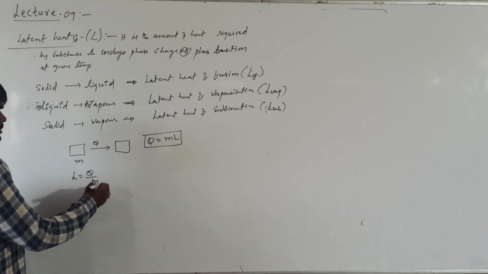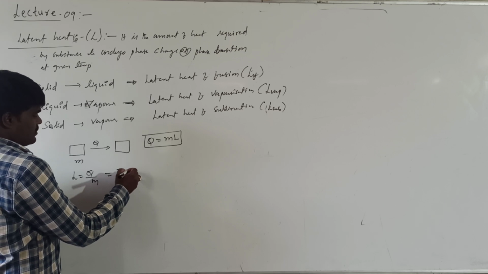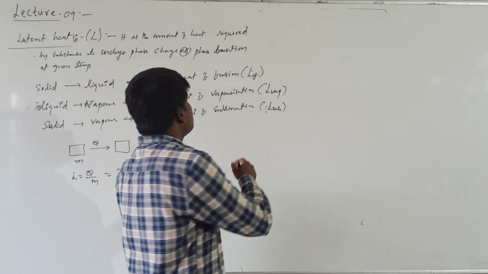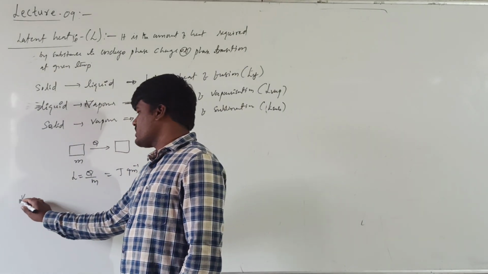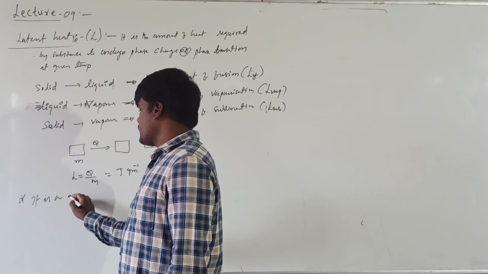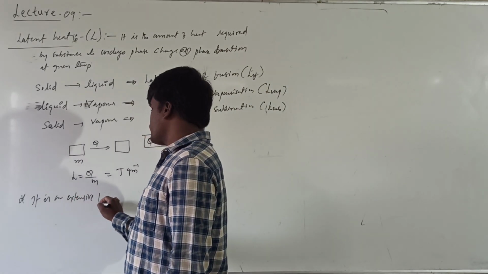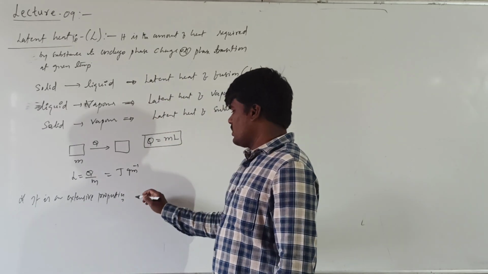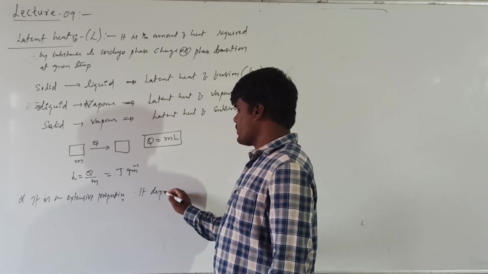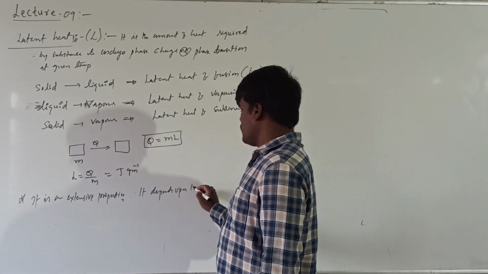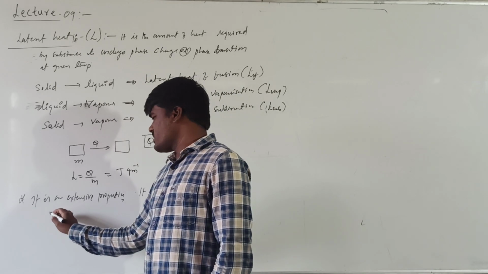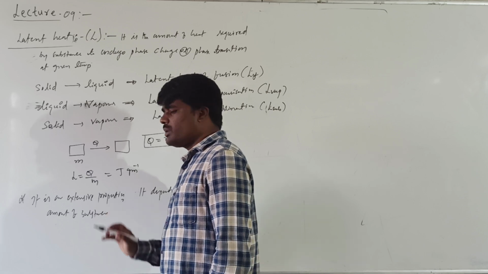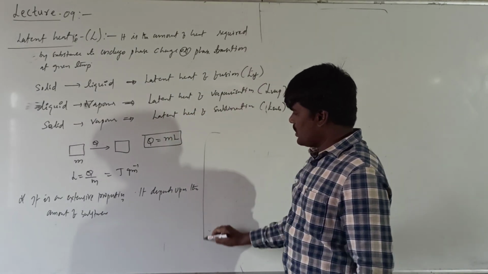The units will be joules per gram. It is an extensive property. What is meant by extensive property? It depends upon the amount of substance. This is about the latent heat.